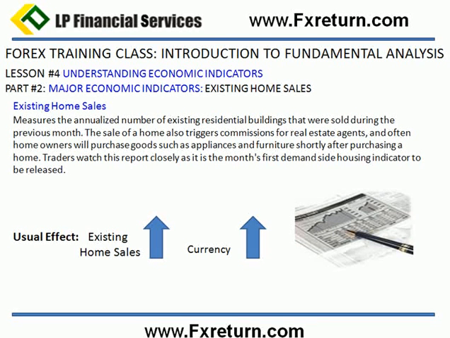And the last major economic indicator we'll speak about today is our existing home sales figures. Existing home sales measures the annualized number of existing residential buildings that were sold during the previous month. The sale of a home also triggers commissions for real estate agents, and often homeowners will purchase goods such as appliances and furniture shortly after purchasing a home. Traders watch this report closely as it is the month's first demand-side housing indicator to be released. The usual effect is, as existing home sales figures go up, the currency goes up.